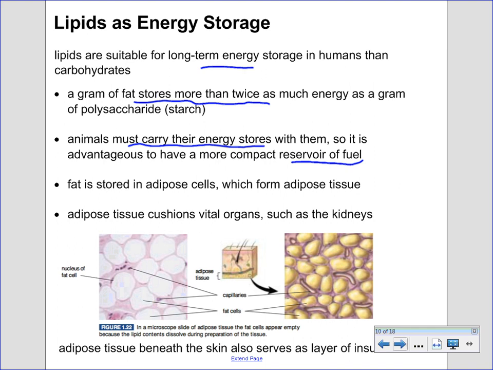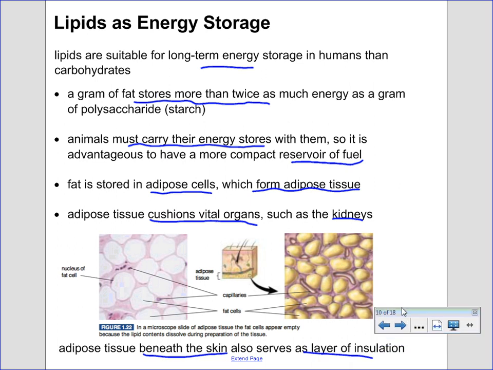Another advantage is that fat is stored in adipose cells, and those adipose cells form adipose tissue. That adipose tissue can serve some functions. It can serve as a cushion for vital organs, such as the kidney. Adipose tissue can also be found beneath the skin, which serves as a layer of insulation to help keep us warm. And the other advantage of using lipids as long-term energy storage is that lipids are insoluble in water, so they will be stored outside of the cytoplasm of these adipose cells.